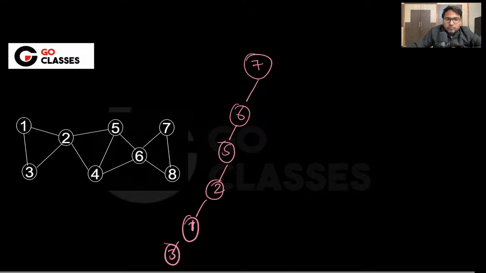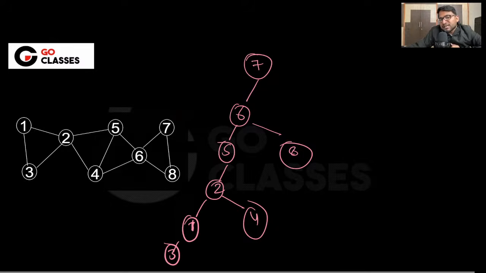Then from 7, 6, 5, 2, 1, 3, that is okay. Then you backtrack. From 2, you will go to 4. And then from 6, you will go to 8. Even if you pick 7, there is only one child, because that's not the articulation point.